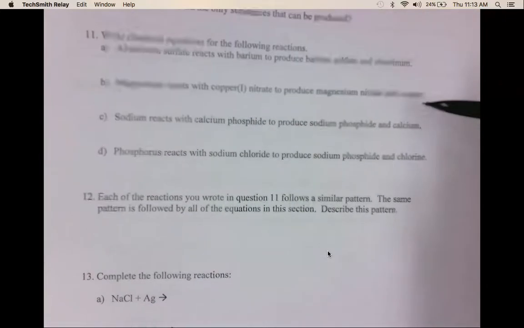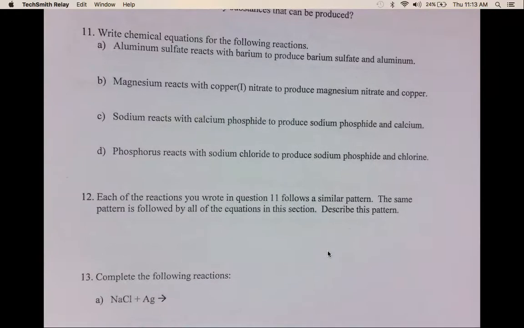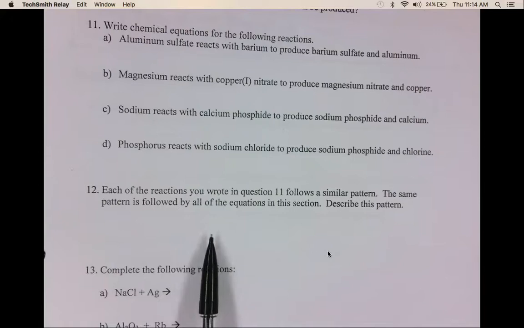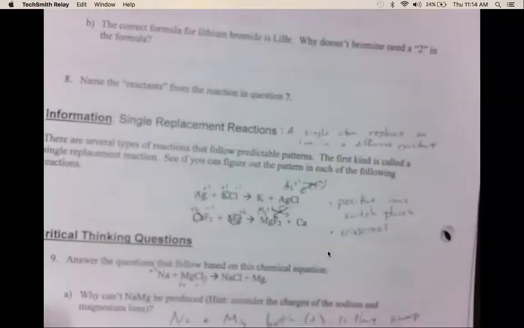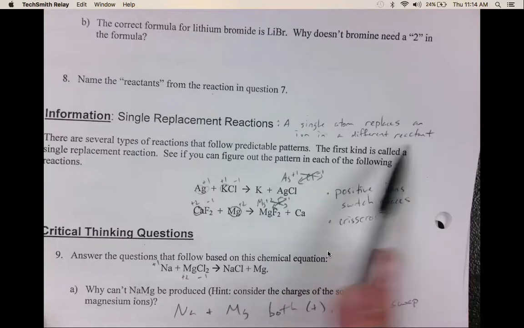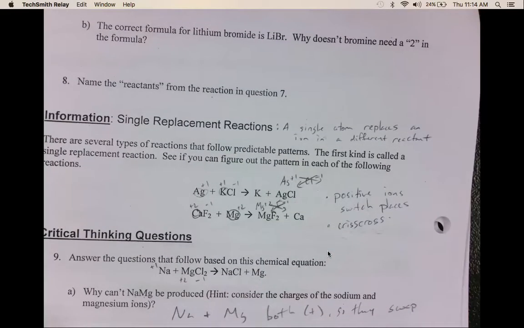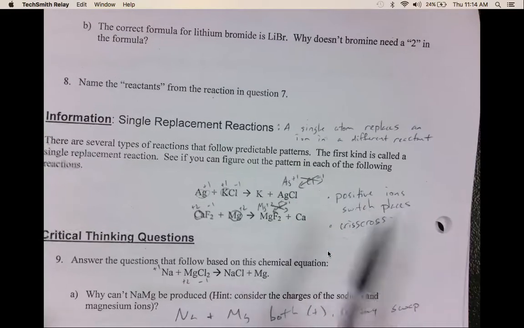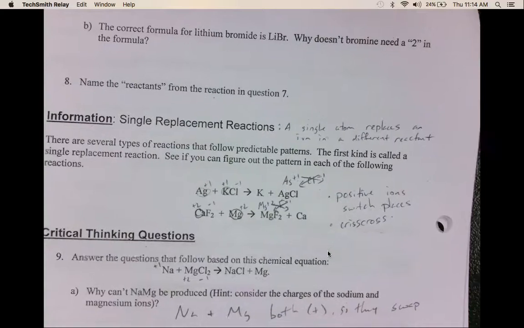Question 11 is a little bit of a review. It's just writing the chemical equations from the names. So go from the names, remember reacts with is the plus, produce or yields is the arrow, and then use the names in between. Question 12 follows a similar pattern. Remember, I already told you the pattern as the definition. The pattern that you always see is that the single atom always replaces an ion in a different reactant. The positive ions always switch with the positive ions.